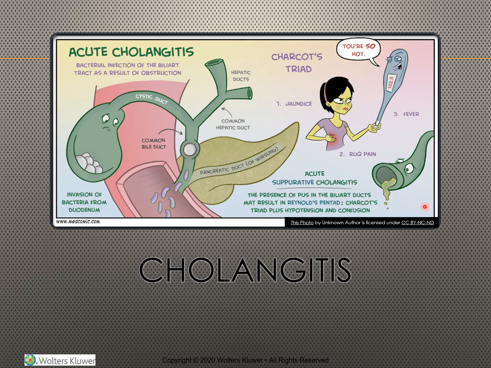It can also cause things like altered sensorium or confusion, and it can lead to septic shock. So we may see significant hypotension in this patient. This is also an endoscopic or surgical emergency. This acute suppurative cholangitis needs to be treated immediately.